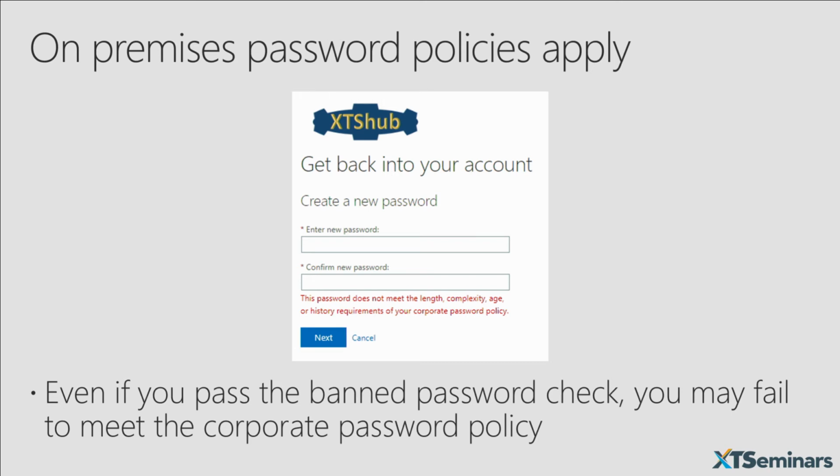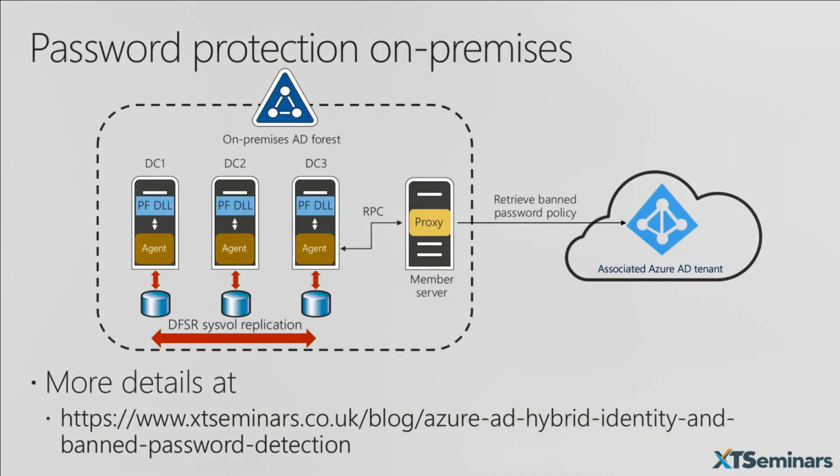So now we're changing the password on-prem, and here you get a message: the password does not meet the length, complexity, age, history requirements. So this is being blocked by the on-prem policy. So we won't get here unless we get through the banned password list. Okay, if you want to protect on-prem, then we've got to detect the password change. So this is protecting on-prem password changes.